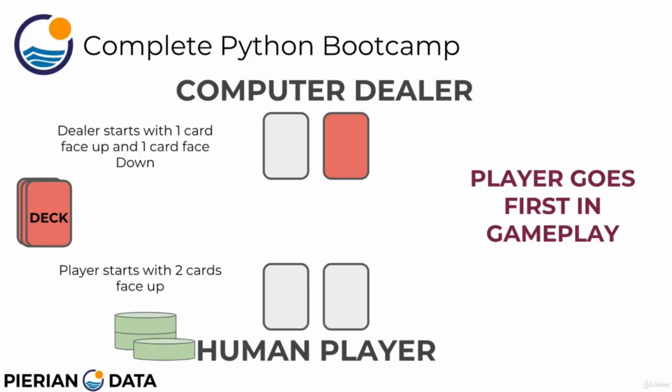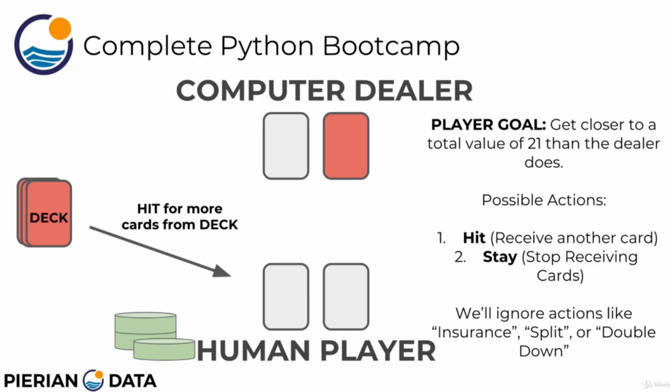The player goes first in the gameplay, and the player's goal is to get closer to a total value of 21 than the dealer does. The total value is just the sum of the current face-up cards that the human player has. And there are 2 possible actions that a human player can take. They can either hit, which is to receive another card from the deck, or they can stay to stop receiving cards.